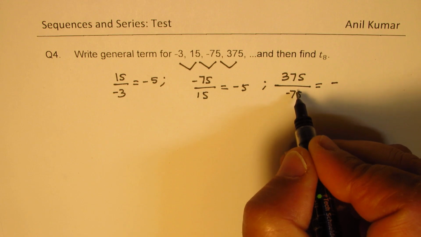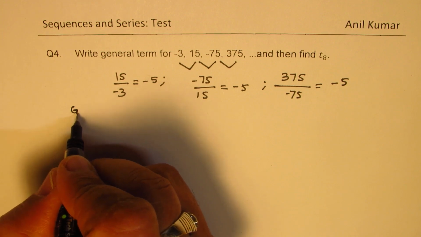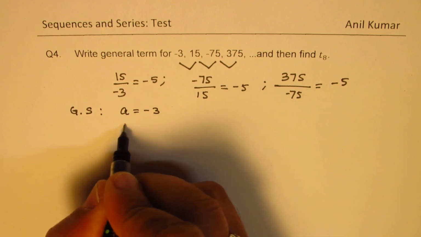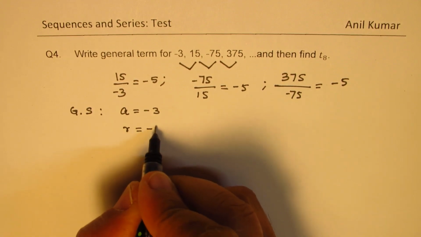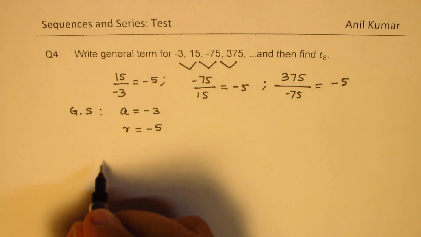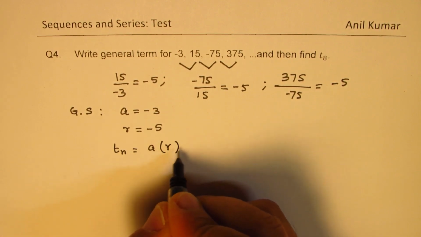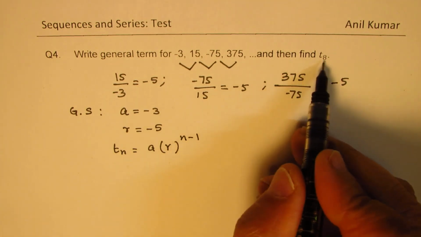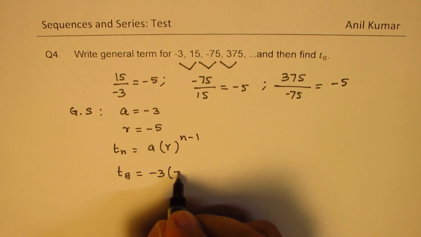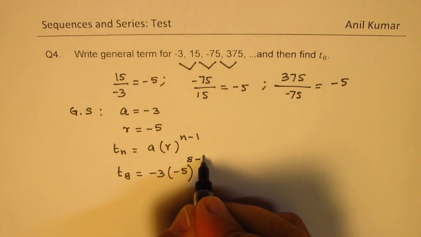5 times 7 is 35. It works, right? So we basically have a geometric sequence where a is minus 3 and r is equal to minus 5. Correct? So since it is a geometric sequence, we can write that the general term is a times r to the power of n minus 1. We need to find the 8th term, right? So T8 will be equal to minus 3 times minus 5 to the power of 8 minus 1, correct?